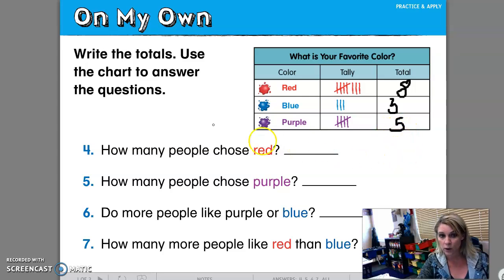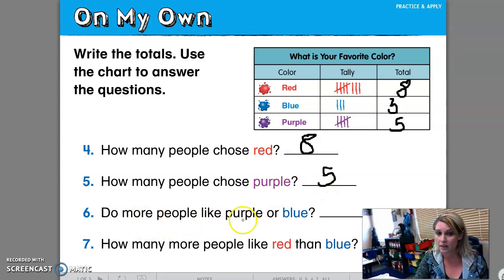Now let's come down to our questions. How many people chose red? Let's look up at our chart, and it's easy because we put the total there. 8. How many people chose purple? I come back to my chart. There's my total of 5.